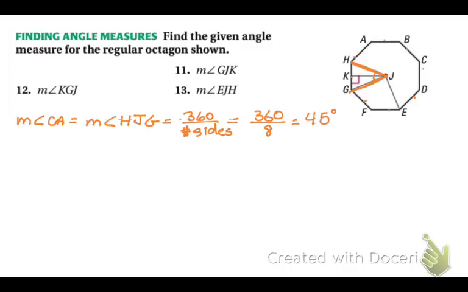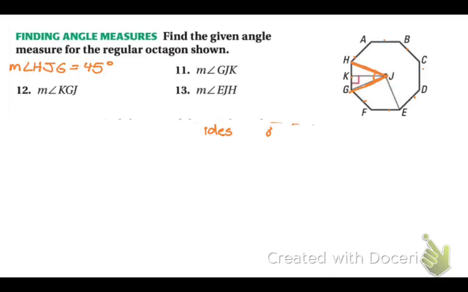degrees. So we know the measure of angle HJG is equal to 45 degrees. Since you kind of all know how, I'm going to erase this so we have room to do the other ones. That'll be a little bit cleaner.